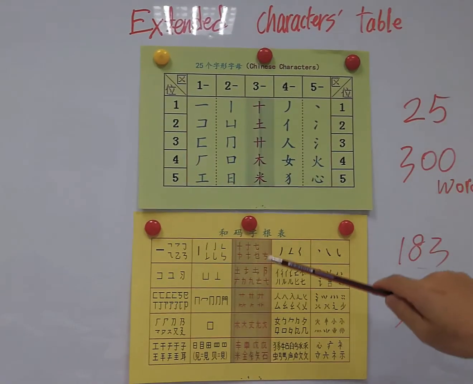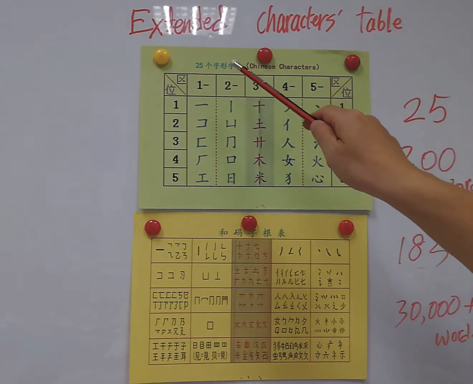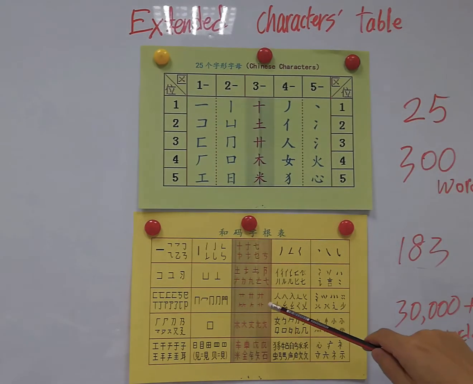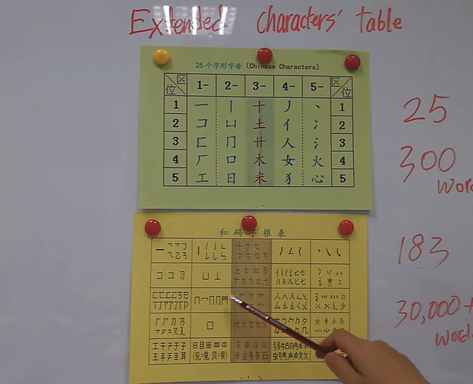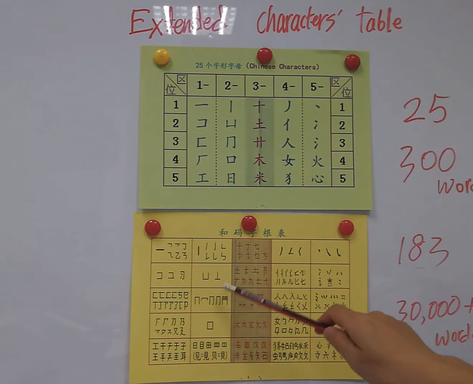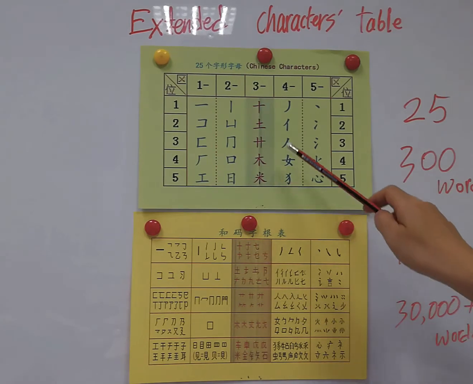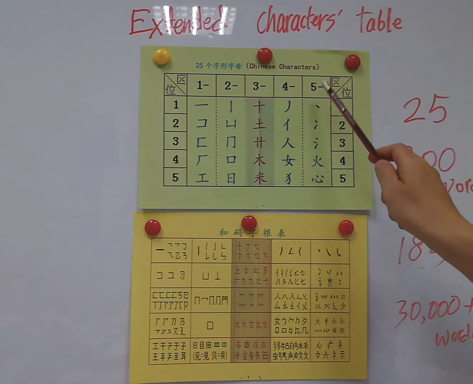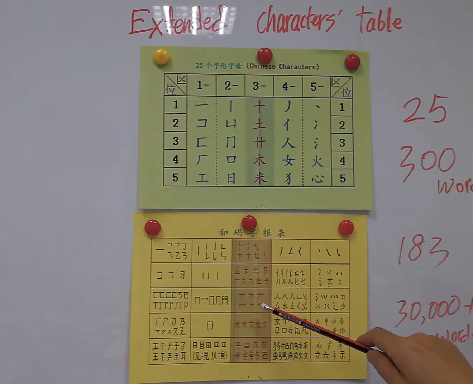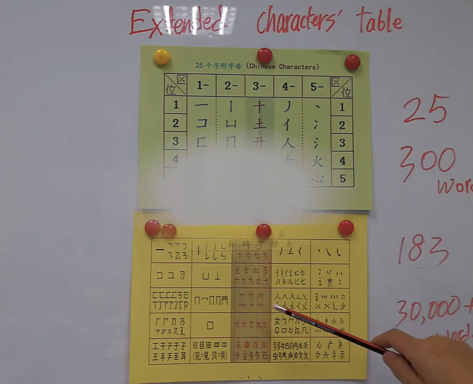Now we are going to learn the big table, extended character table. It includes 183 characters and components. These 183 characters and components composed 30,000 and more Chinese words. This big table is extended from the simple 25 characters. Now we are going to explain how it gets extended.